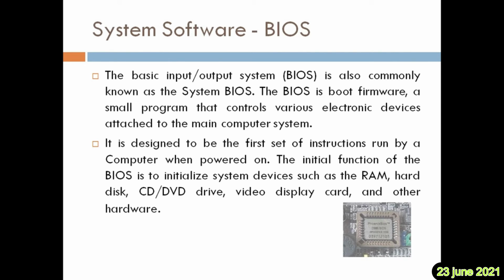Now another one I told, BIOS, basic input output system. The basic input output system is also commonly known as the BIOS. What is it? It is boot firmware. What is firmware? Implementing software on hardware is called firmware. It means some programs are written on hardware, a small program that controls various electronic devices attached to the main computer system. It is designed to be the first set of instructions run by the computer when powered on. The initial function of the BIOS is to initialize system devices such as RAM, hard disk, CD drive or DVD drive, video display card and other hardware.